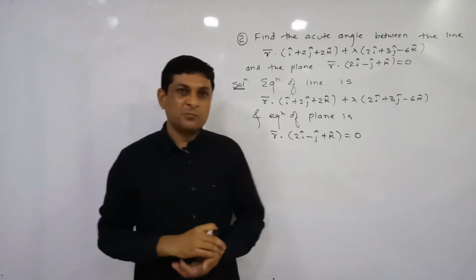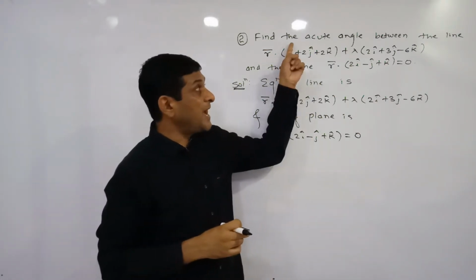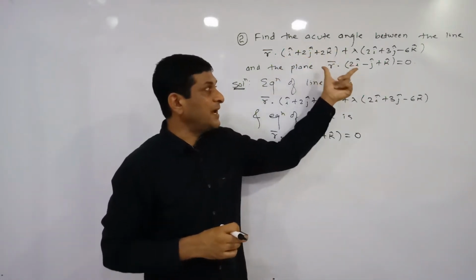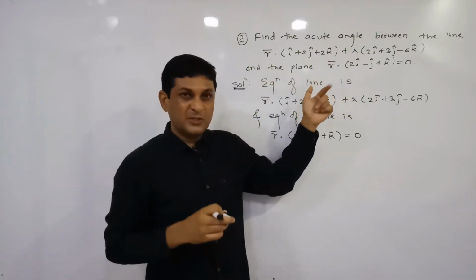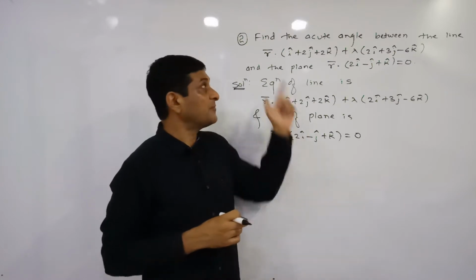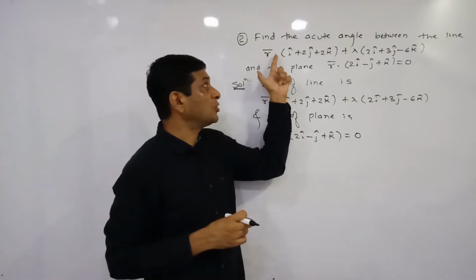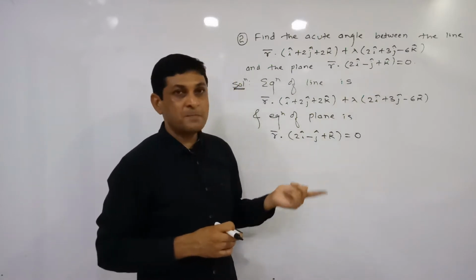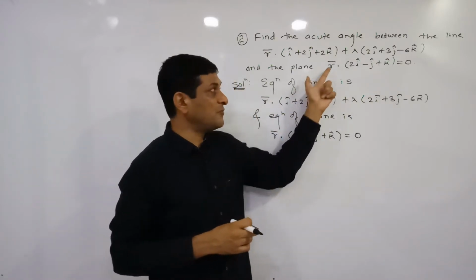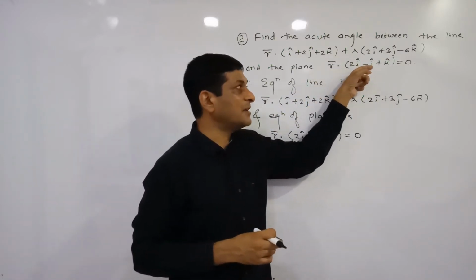Now in question number 2, we are finding the acute angle between this line and the plane. The equation of the line is also in vector form. We know that the equation of a line in vector form can be written as r bar equals a bar plus lambda b bar. And the equation of the plane is also in vector form, in the form r bar dot n bar is equal to p.